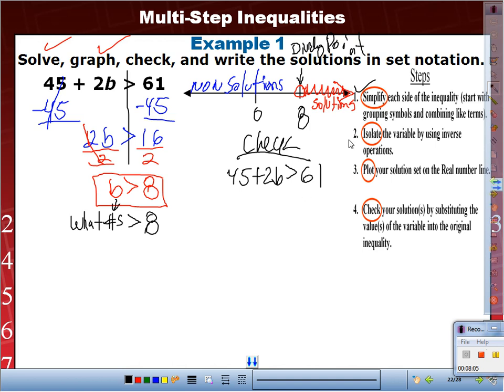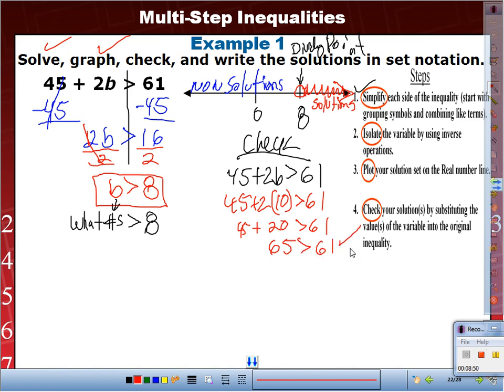All right, so now let's check. So you're saying that all these are solutions. What would be an easy number from the solution section to substitute in here? 10. Okay, so substitute 10 in there. Bring down the 45 plus 2 times 10 greater than 61. What is 2 times 10? 20 plus 45. What is 20 plus 45? 65. Is 65 greater than 61? Yes, that is true. And so we checked it. It works.